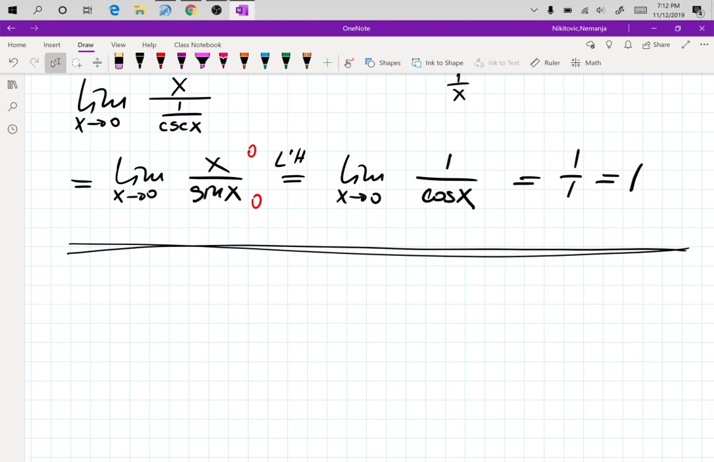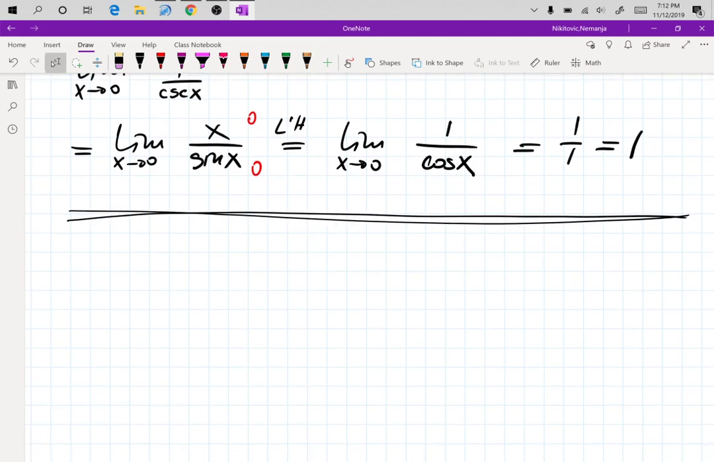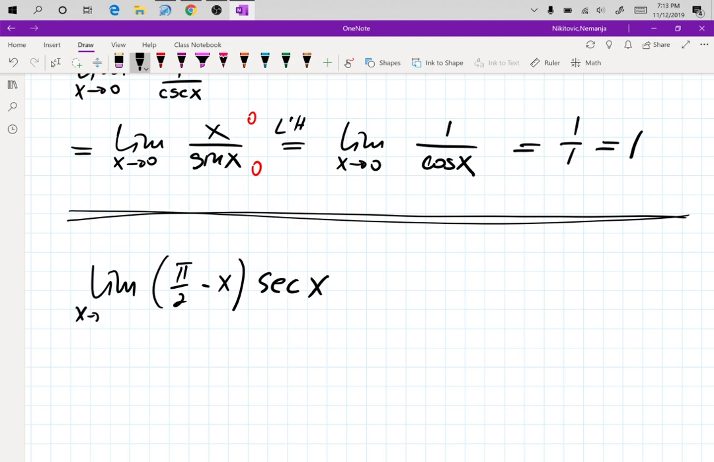Let's take a look at another problem. Try the limit of pi over 2 minus x times secant x as x goes to pi over 2 from the left.